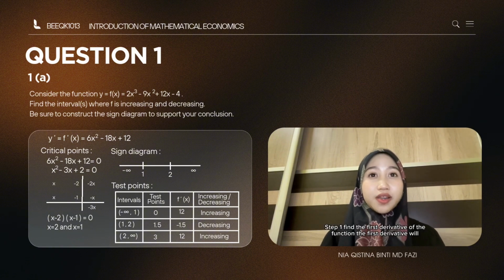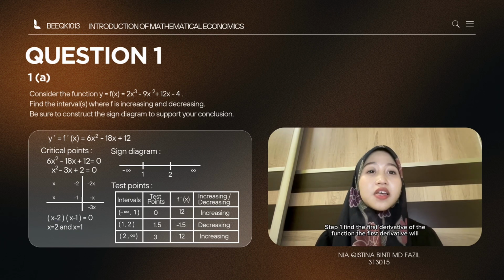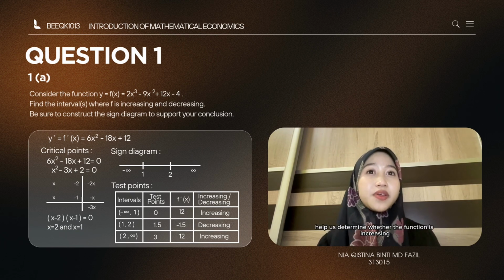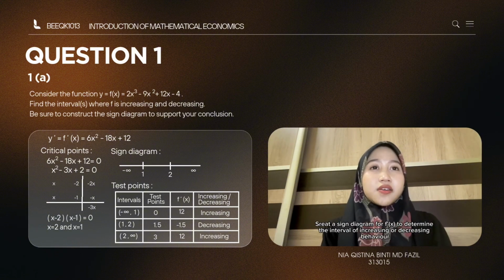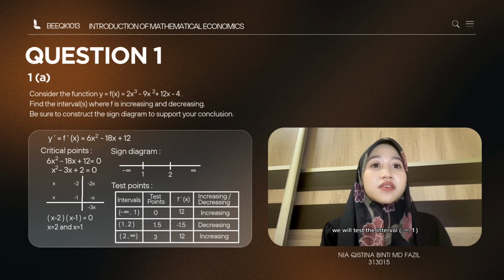For question 1A, step 1, find the first derivative of the function. The first derivative will help us determine whether the function is increasing or decreasing. Create a sign diagram for f prime x to determine the intervals of increasing or decreasing behavior. We will test the intervals negative infinity to 1, 1 to 2, and 2 to infinity.